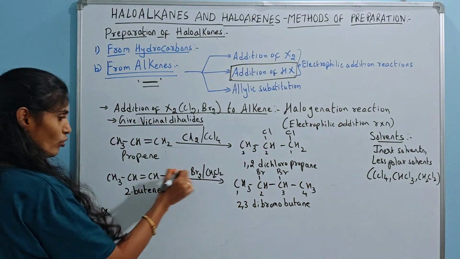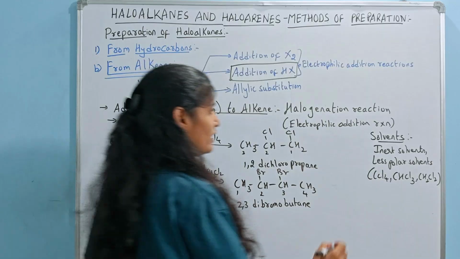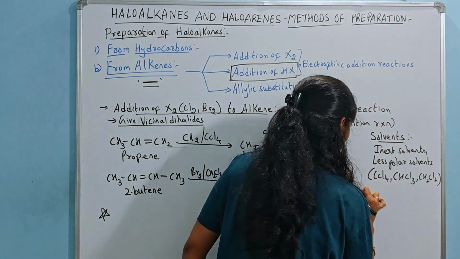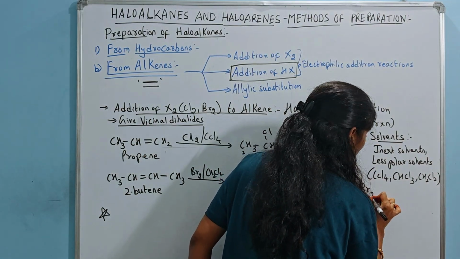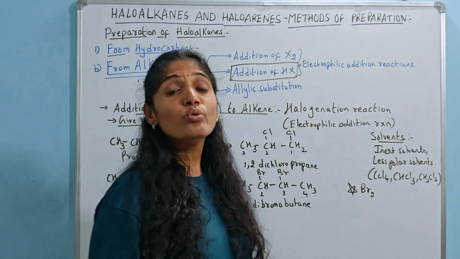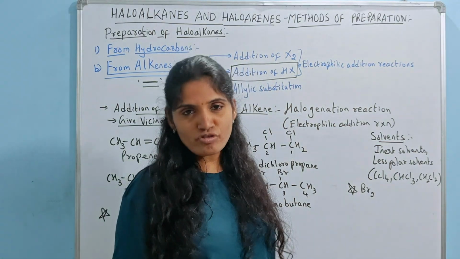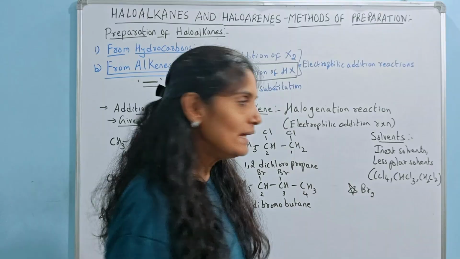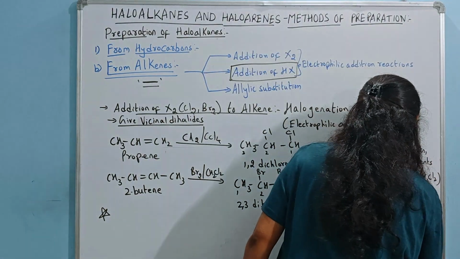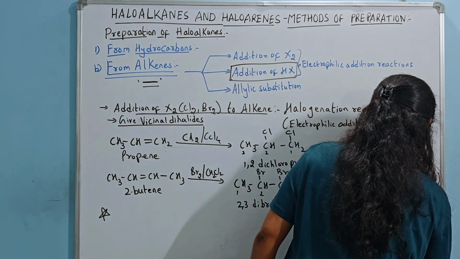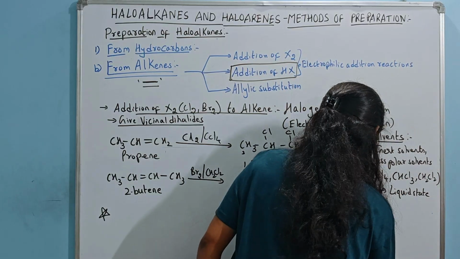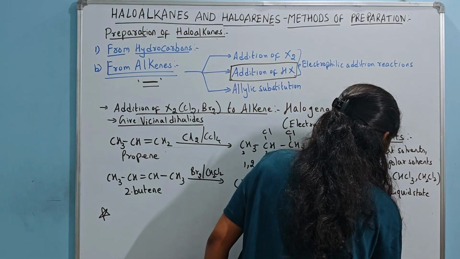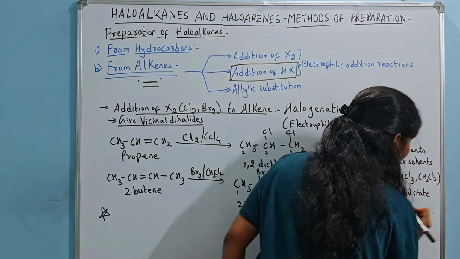If you take bromine water, you people know bromine is a nonmetal whose natural state is what? Liquid. Bromine exists in the liquid state, and the color of bromine is red.